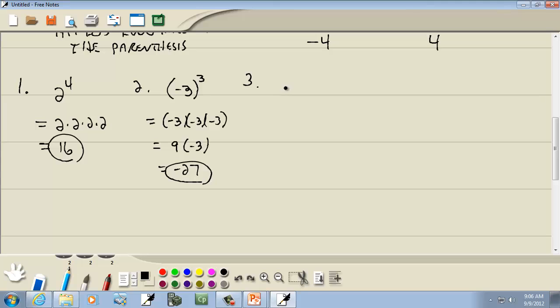This one we've got negative 2 to the fourth. And now remember what I said. The exponent only affects what's to its immediate left unless there's parentheses. So this fourth power is not going to affect the negative. That just stays out in front. And 2 to the fourth means we've got 4 2s. Well, we've already seen that 4 2s is 16. So our answer is negative 16.